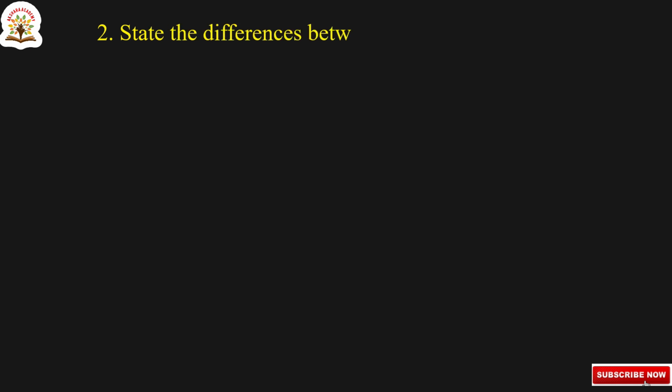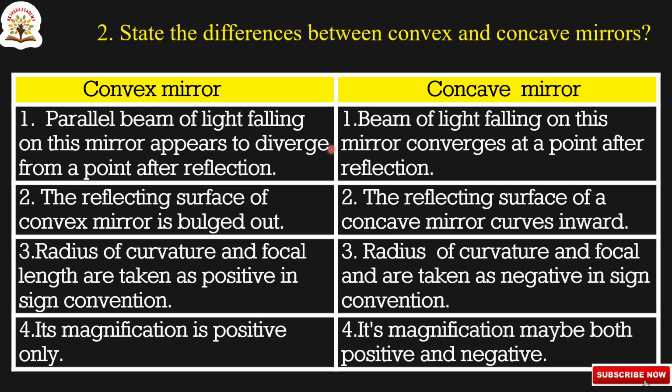State the differences between convex and concave mirrors. Here in this question they are asking for the differences between convex and concave mirrors. Let us discuss. This table indicates the differences between convex and concave mirrors. First convex mirror and then concave mirror. A parallel beam of light falling on this mirror appears to diverge from a point after reflection.